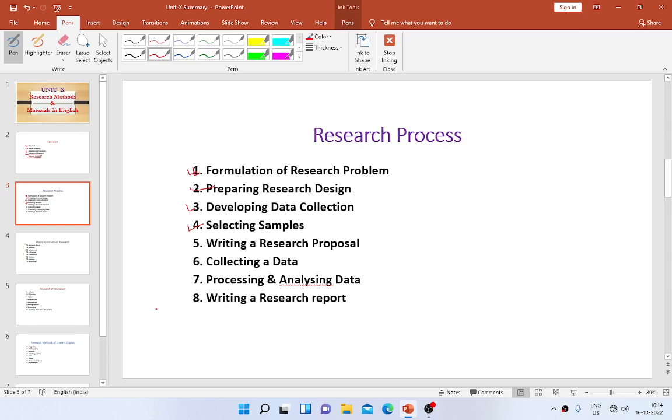After that, writing a research proposal. Here the researcher will present what is the need of this particular research, this particular problem, why we should study this problem, what are the benefits after doing research on this problem, which kind of data we will collect to find out a solution to this problem, and at last, justification for funds and other resources will be there.